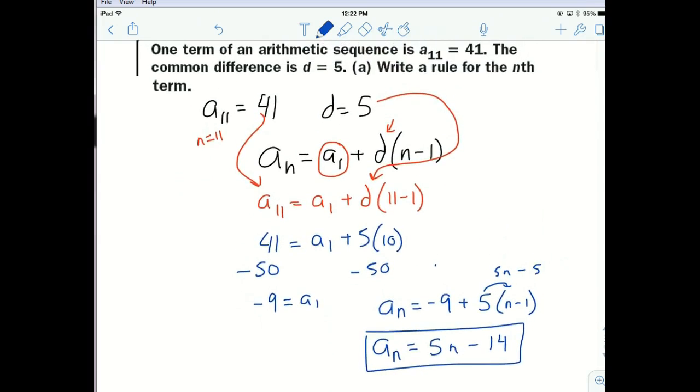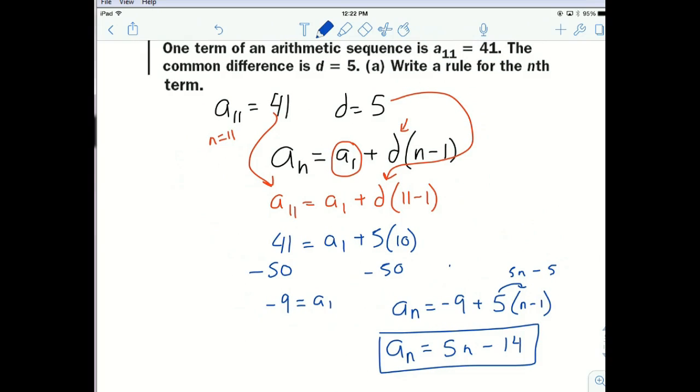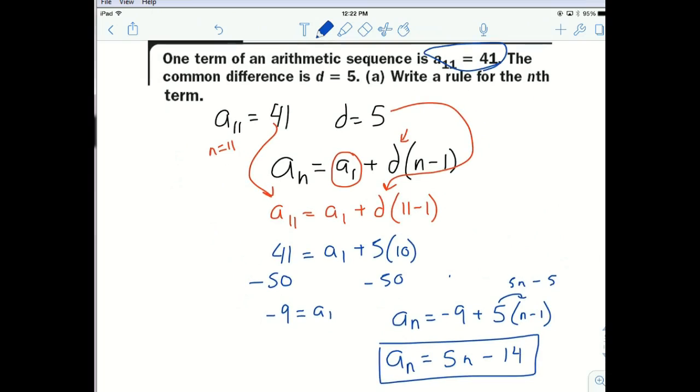It's always a good idea to check. You can do 5 times 11 and then subtract 14, and you should get 41. You can use this coordinate up here to check your answer.